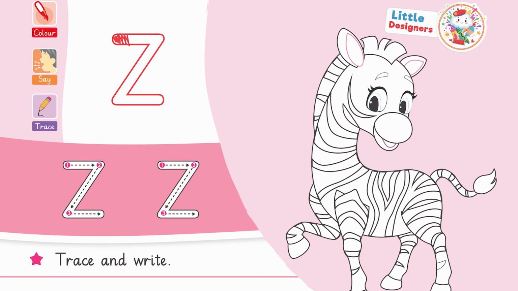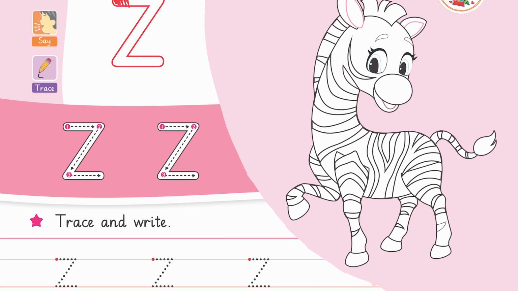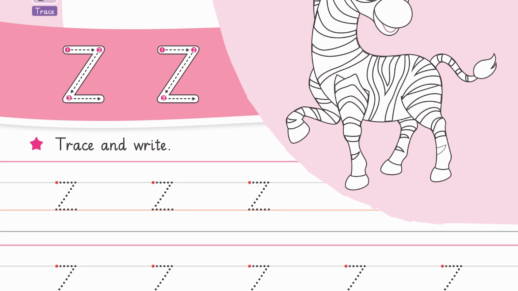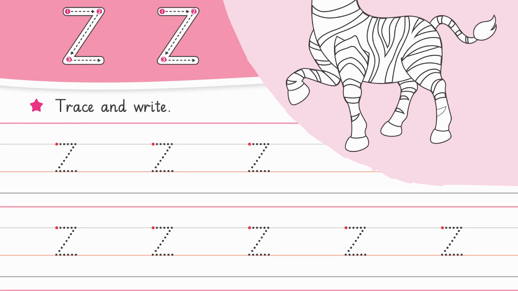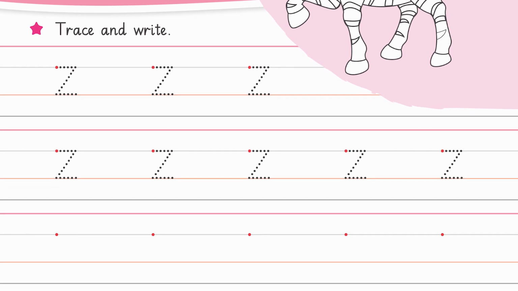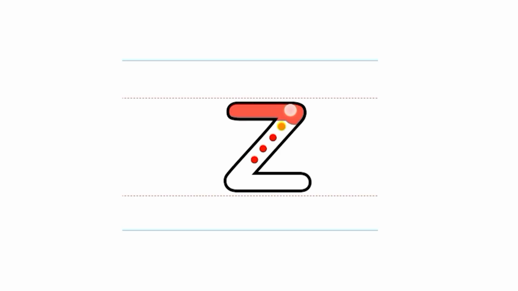Moving on, trace and write. Let's practice the formation of letter Z. Do the air writing with me. Or you can write on your wrist as well. So letter Z is made in one go. Make a sleeping line, a slanting line and a sleeping line again.